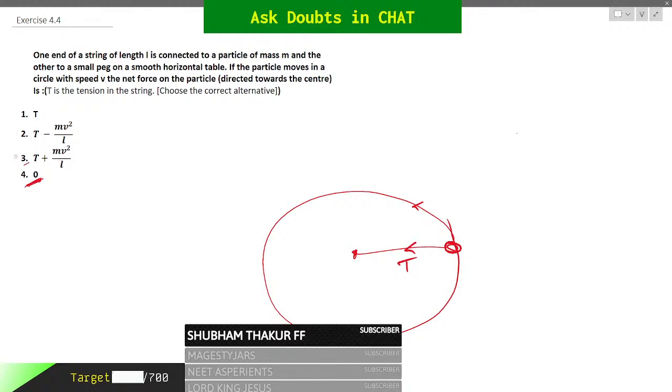So the second option and third option can't be there because the force that is making the particle move on the circular path is tension. The force that is binding it to move on the circular path is tension, and it is balancing the centrifugal force that is acting with the magnitude of mv square by L. So the net force that is acting on the particle is T.